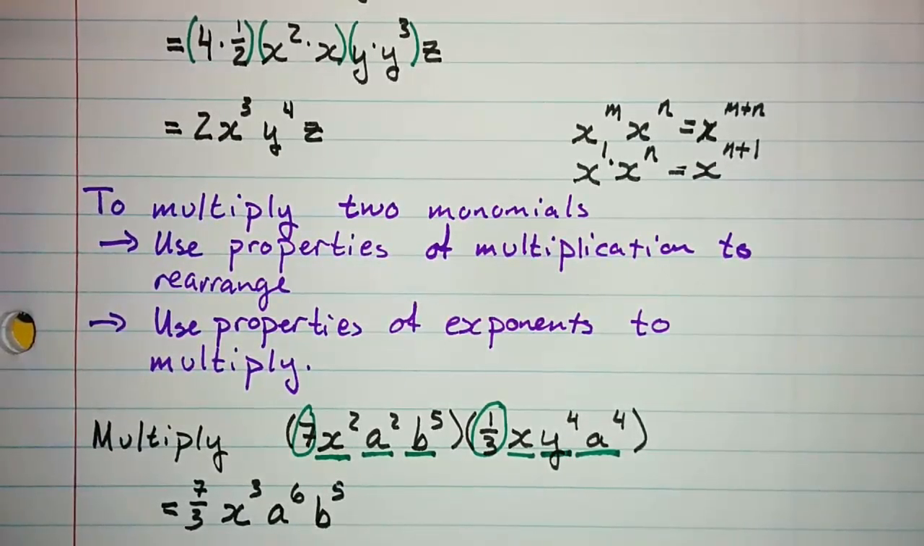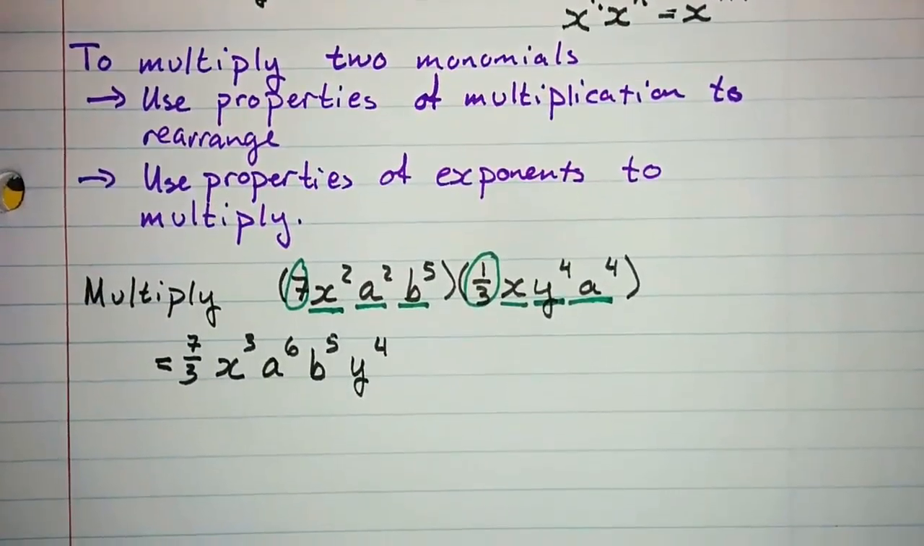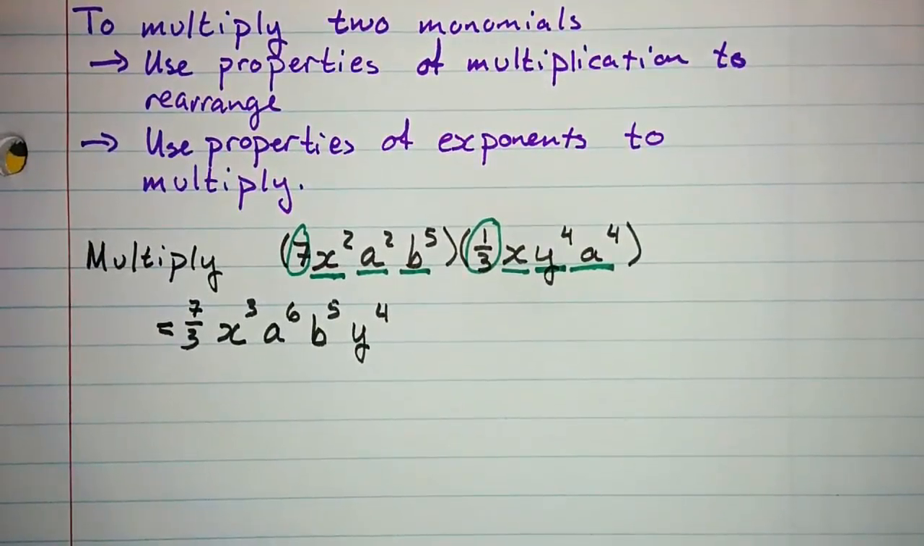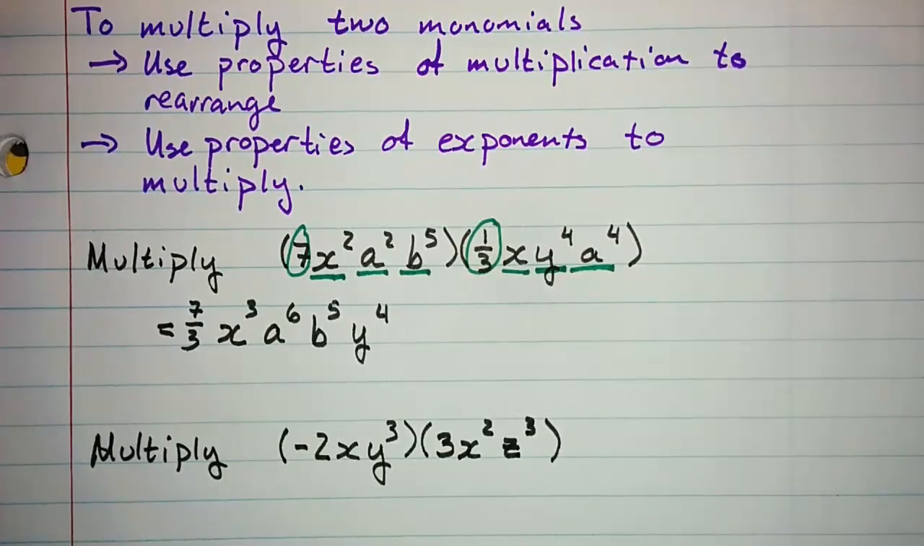That's my only y. So what's the product of these monomials? 7/3 x cubed, a to the 6th, b to the 5th, y to the 4th. I'm going to give you one of these to try as well. Multiply these 2 monomials together. Pause the video and try this now.